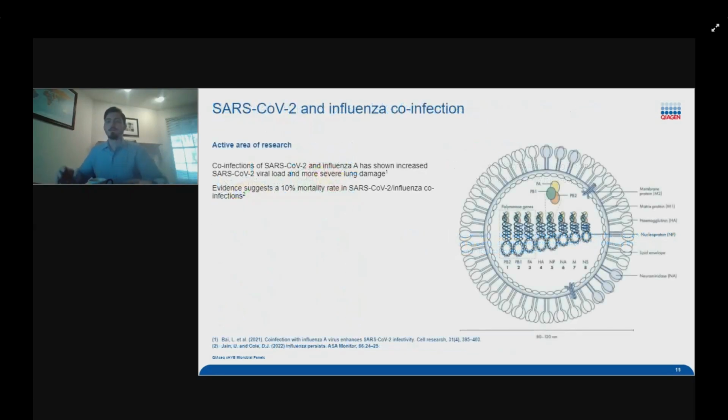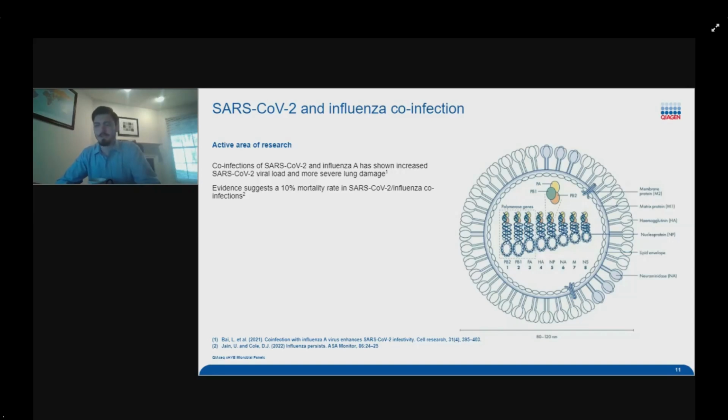So a big concern recently has been the effect of a SARS-CoV-2 and influenza co-infection, where there's a lot of active research in this area at the moment, where these panels will allow you to do detection of both viruses at once and characterization of both viruses at once. Evidence suggests that a co-infection of SARS-CoV-2 and influenza leads to as much as a 10% mortality rate in patients that are infected with both of these.